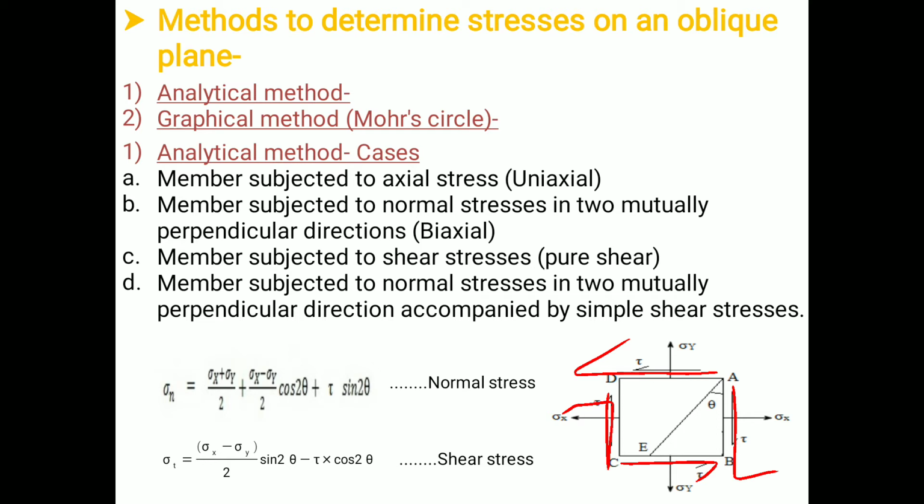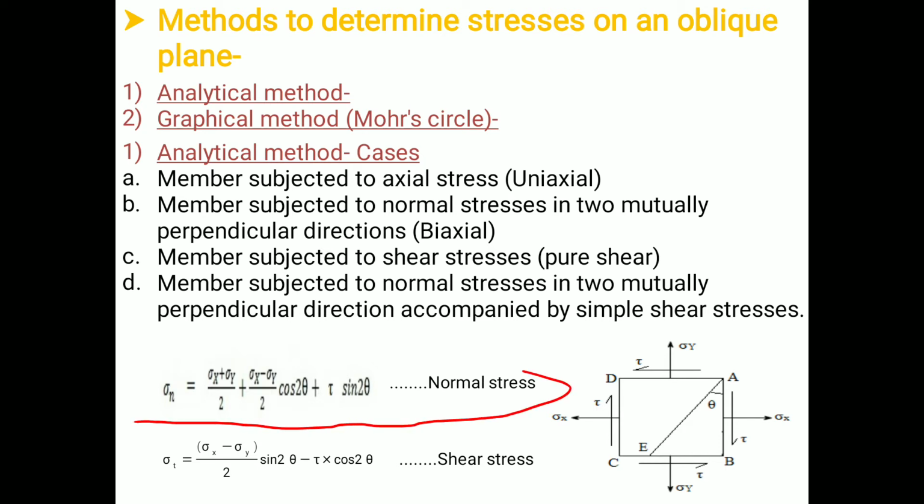A member is subjected to normal stresses in two mutually perpendicular directions, which is accompanied by simple shear stresses. For such a case, we have determined the value of normal stress and the tangential stress on an oblique plane. The normal stress is given by sigma x plus sigma y by 2 plus sigma x minus sigma y by 2 cos of 2 theta plus tau sine of 2 theta. This is the value for the normal stress, for case number 4.